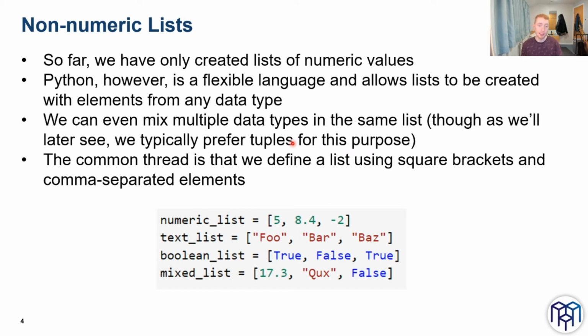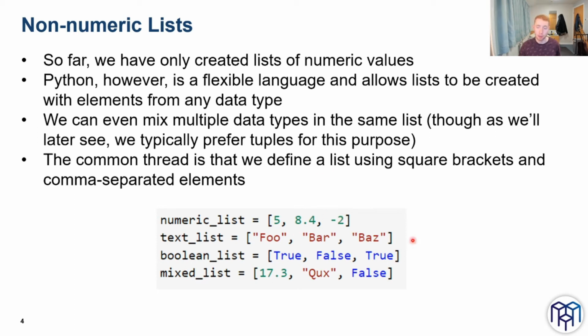Although, as we'll see later, a tuple is actually a better type for having a mixture of values, but you can have a list of multiple types if you want to. And so the way of defining these is the same as with a numeric list, square brackets, and then entries separated by commas. So for example, a numeric list, as we saw before, numbers separated by commas.